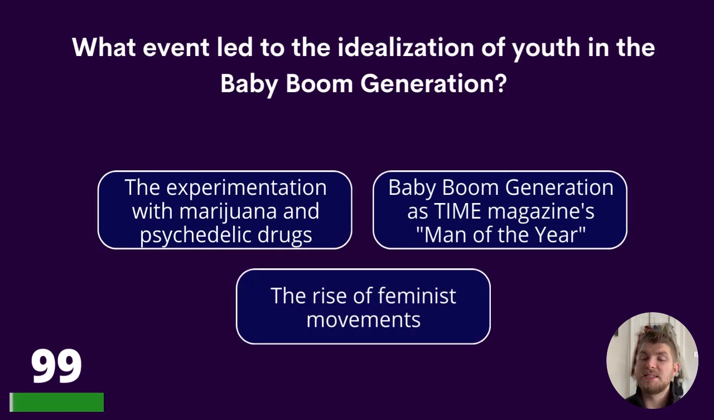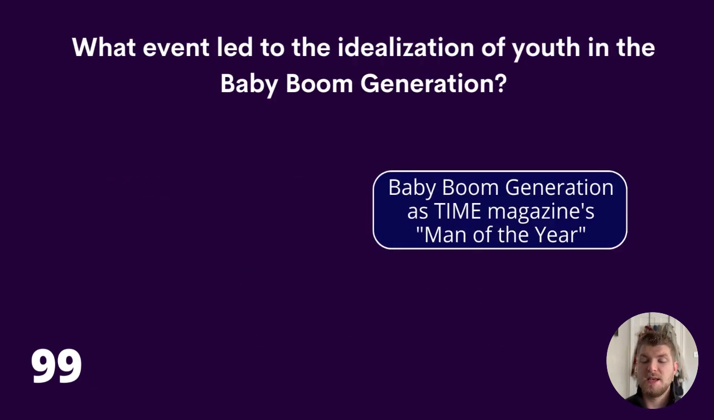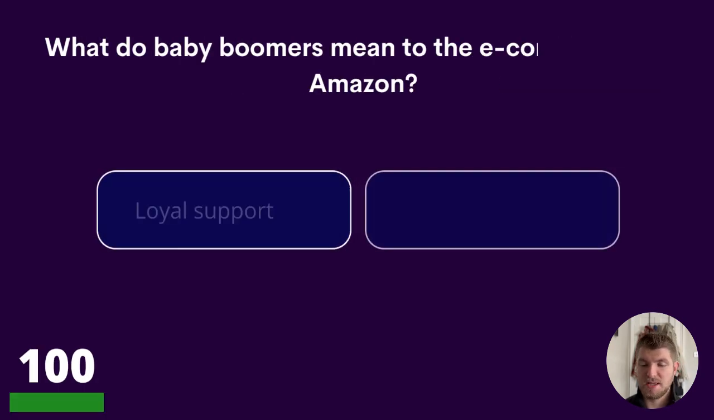99. What event led to the idealisation of youth in the baby boom generation? The experimentation with marijuana and psychedelic drugs, baby boom generation as Time magazine's Man of the Year, or the rise of feminist movements? The answer, baby boom generation as Time magazine's Man of the Year.